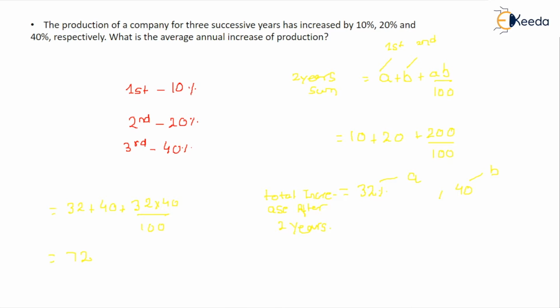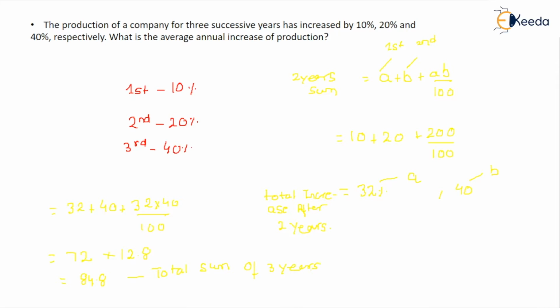that is your 32 into 40. So you can cut 0 from 40 and 100 and divide by 10. So this 72 plus this comes out to be 12.8. So after adding, this comes out to be 84.8, and this is the total aggregate of 3 years, total sum, or aggregate, or increase, total sum of 3 years.